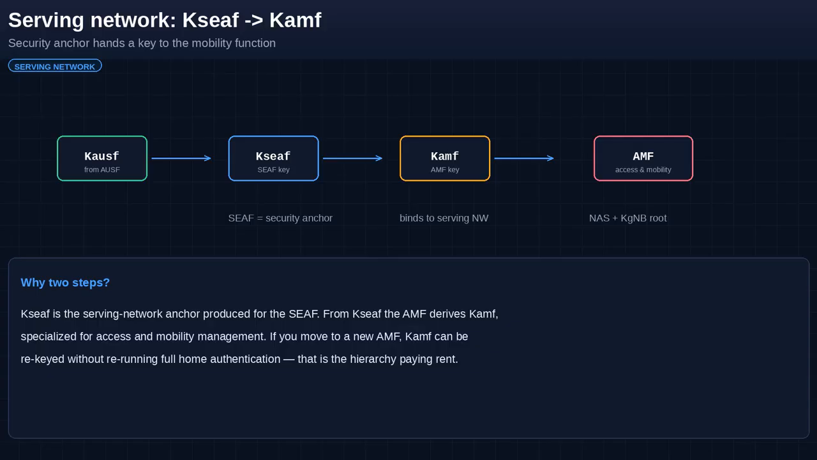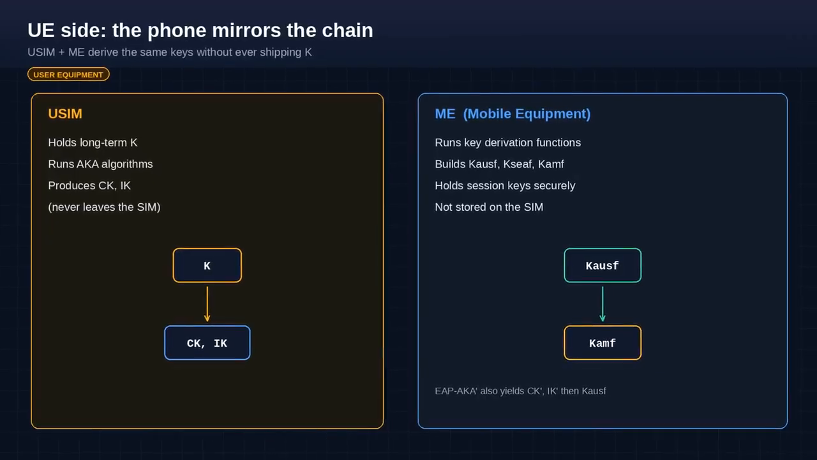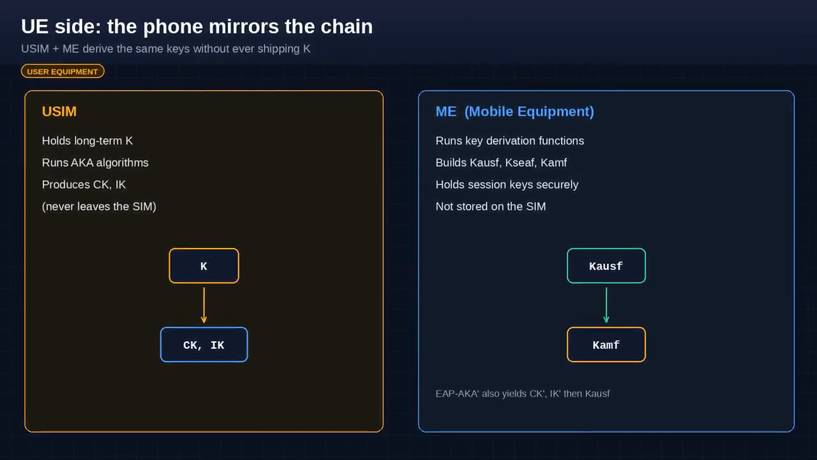The hierarchy makes those moves possible without calling the home network every time you change cells. That is deliberate engineering, not accident. Look at the other half of the diagram, the UE side.